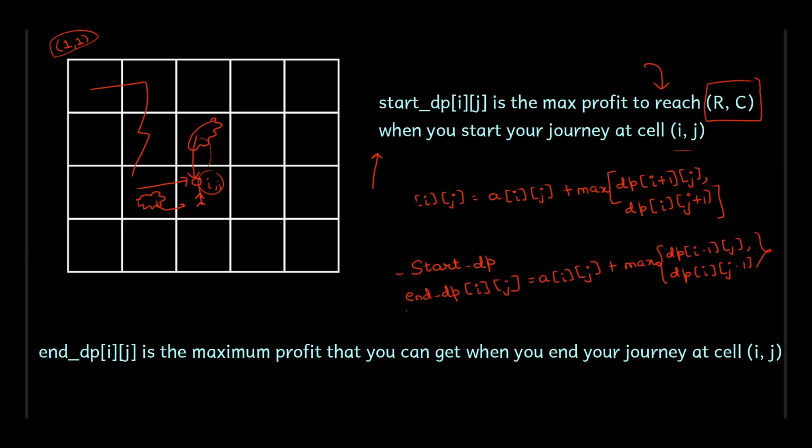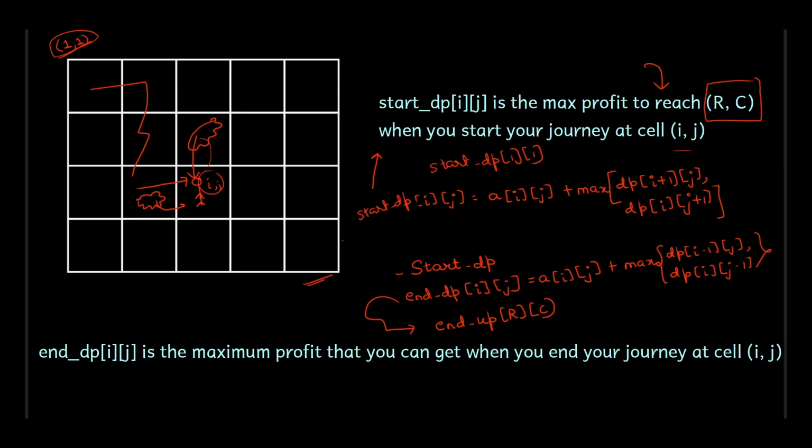And in this end DP variation, what will the answer to the original problem be, wherein you wanted to start from this cell but wanted to end at this cell? So in this version, your answer would be end DP of r comma c. And in the start DP version, your answer would have been start DP of 1 comma 1.